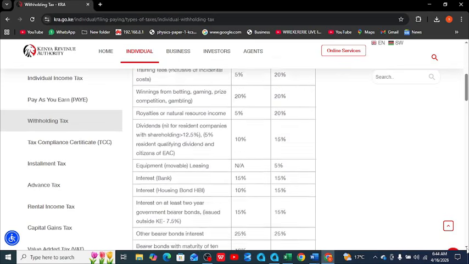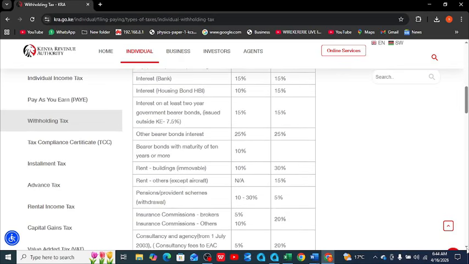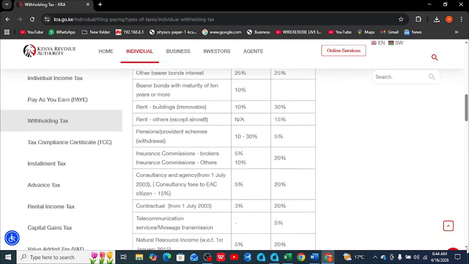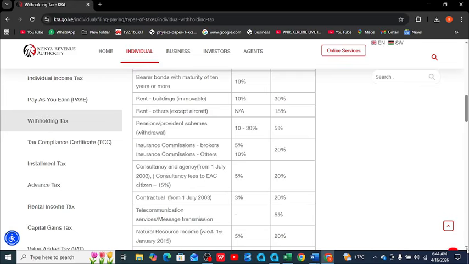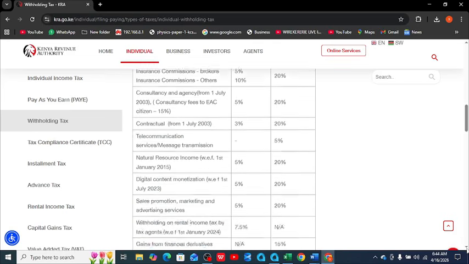I will not go through each one to save time, but these are the rates which you need to come here and review. So I've decided to use the data in the KRA portal so that I don't get into a PowerPoint slide and spend a lot of time showing you a lot of theoretical work. So this is the income.